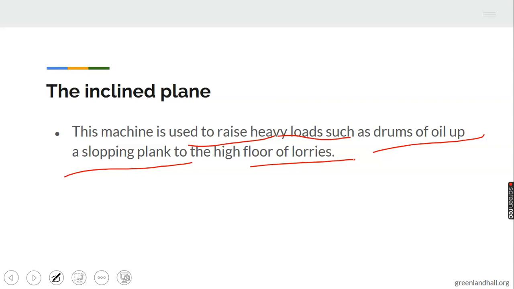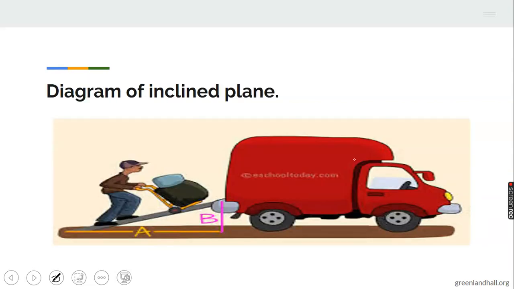It's very sloping, so you can use it to raise a drum inside into a lorry. So it's very commonly used. You can see the demonstration of it. You can see there how the man tries to push that load up the inclined plane into the truck. That is an example of an inclined plane.